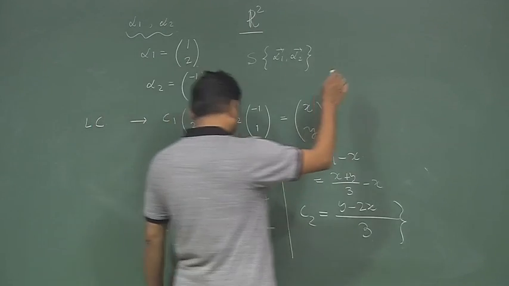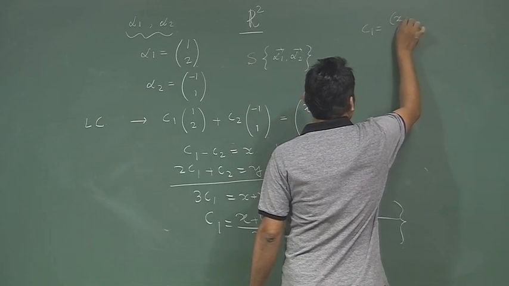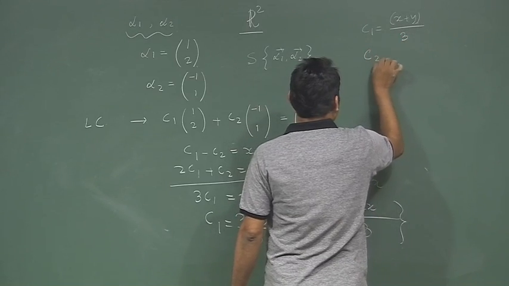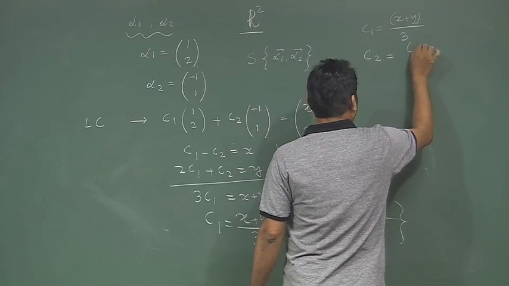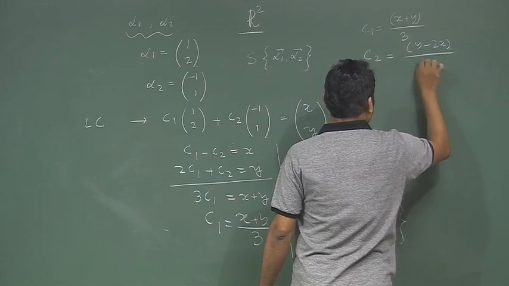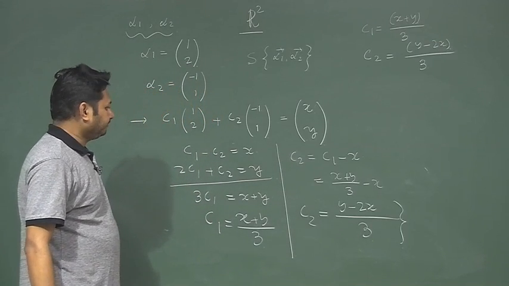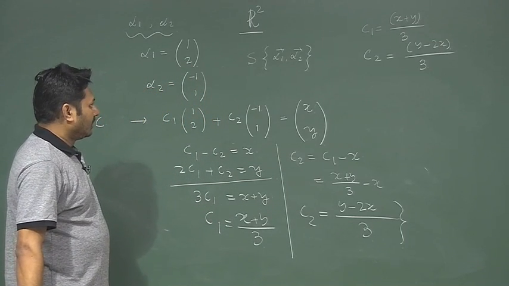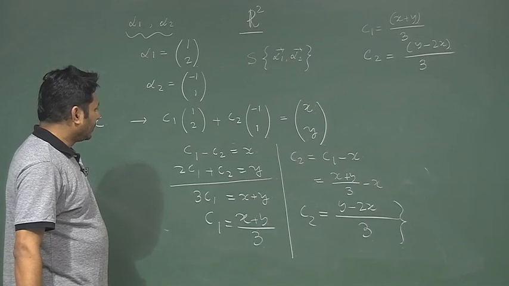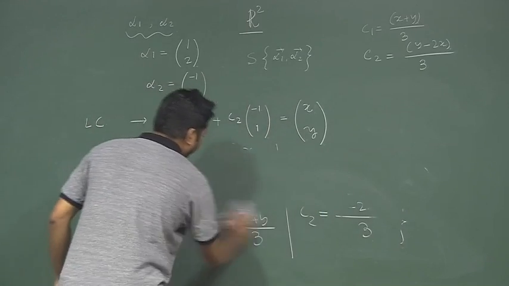So let me write it somewhere. What is the value of C1? C1 is your x plus y divided by 3, and C2 is y minus 2x divided by 3. Okay, so up to this it is fine. Now I need to figure out the value of C1 and C2 for a given x, y.